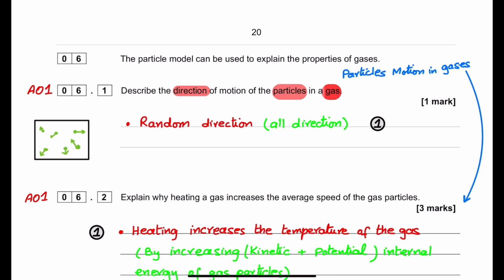We know that the gas particles are moving in different directions. So the student can write the particles are moving in random directions or in all directions. And the student will be able to get 1 mark for this answer.